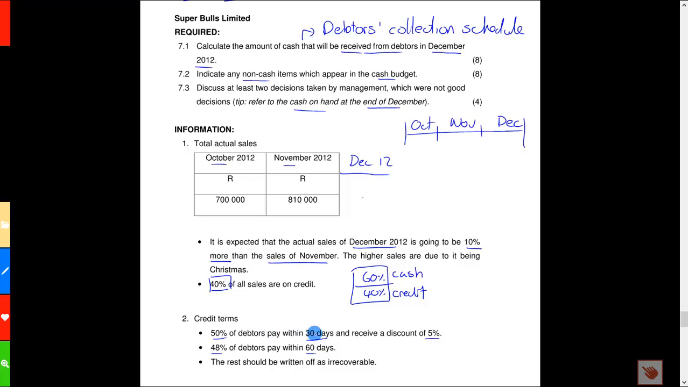So we know that 50% of debtors pay within 30 days and receive a discount of 5%. So the sales that I made in November is going to be paid within 30 days and will probably only be received in December. Now this is where the interpretation or the assumption that you make may differ. For example, if I made a sale on the 1st of November, chances are very good that I receive this money somewhere in November because I receive it within 30 days. If I make the sale on the 30th of November, chances are very good I'm going to receive it in December.